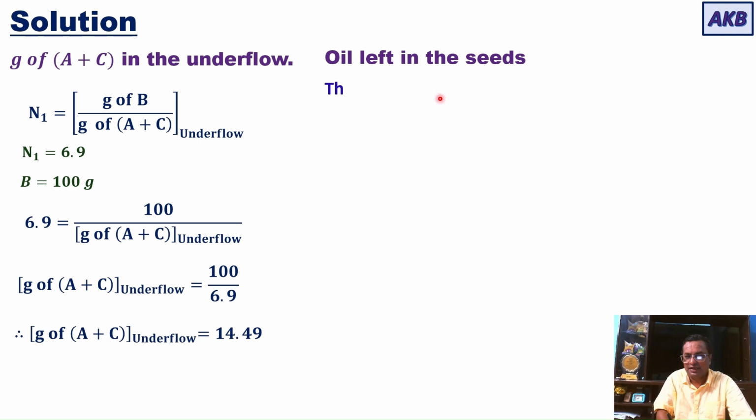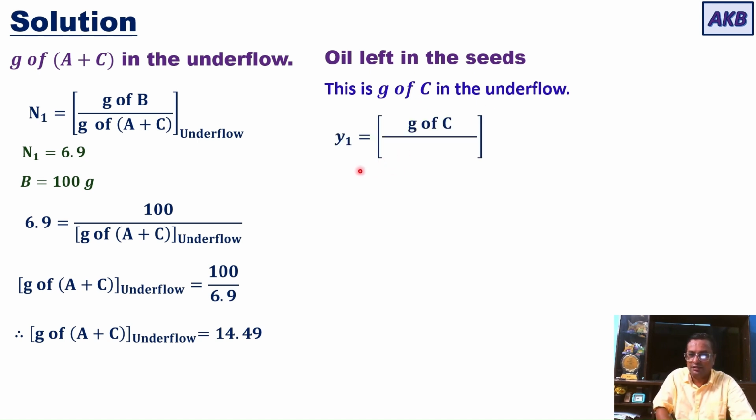Once you get gram of A plus C in the underflow, now let us find the oil left in the seeds. The oil left in the seeds is nothing but gram of C in the underflow. And for that, we are going to use the definition of Y1. Y1 is defined as gram of C per gram of A plus C in the underflow. Gram of A plus C in the underflow we got in the first step. Gram of C we have to get. Y1 we had obtained earlier by drawing the desired tie line.